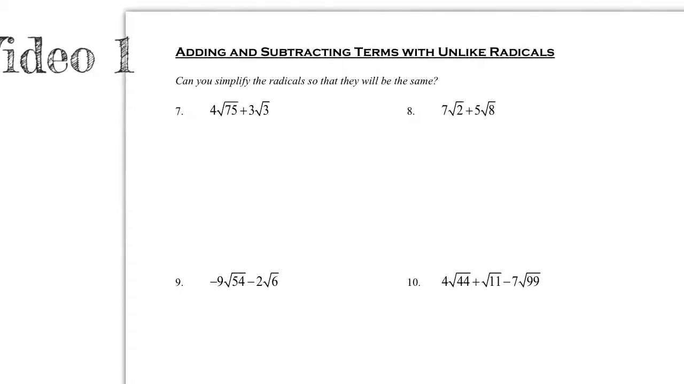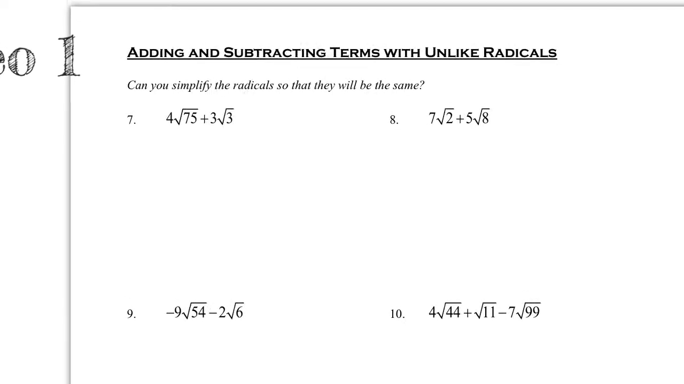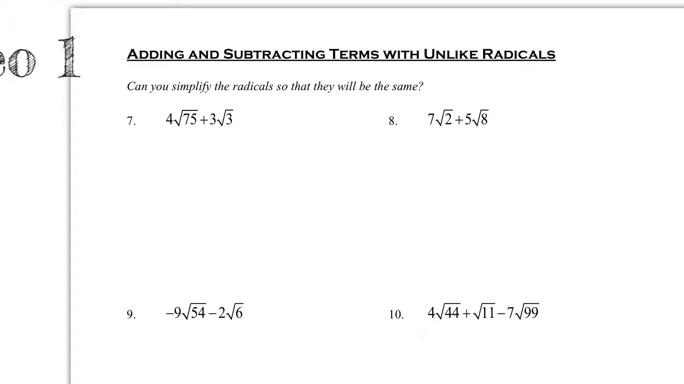So, if we start with a problem like number 7 here, it says, can you simplify the radicals so that they will be the same? So, in order to add or subtract radicals, they have to have the same number under the square root symbol. So, I have to try to simplify before I can combine. And it's a good way to think of it as like terms.